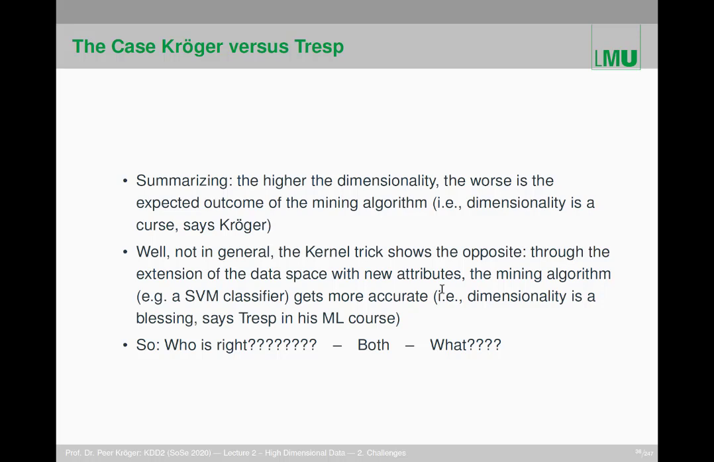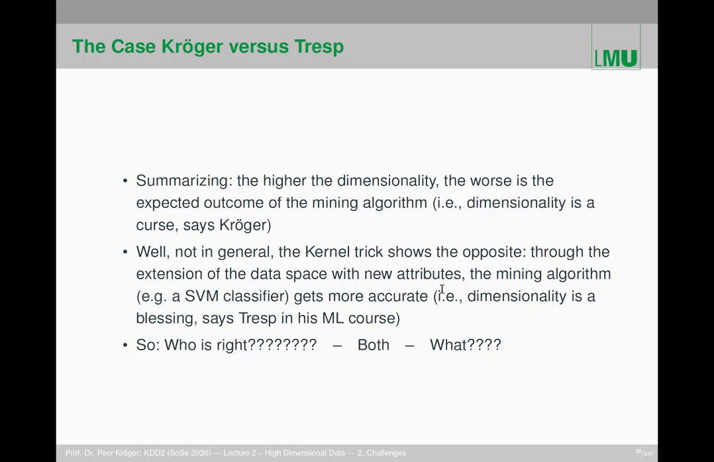So we have the two points here. Kröger says dimensionality is a curse. I just told you why. And Tresp says, well, not in general. The kernel trick, you may remember, shows the opposite, through the extension of the data space with new attributes.